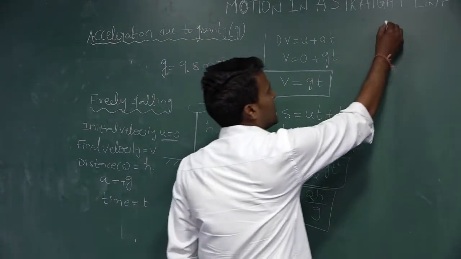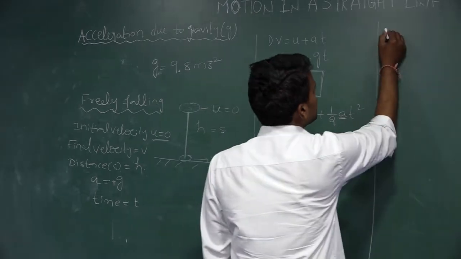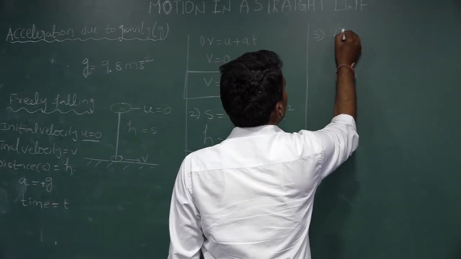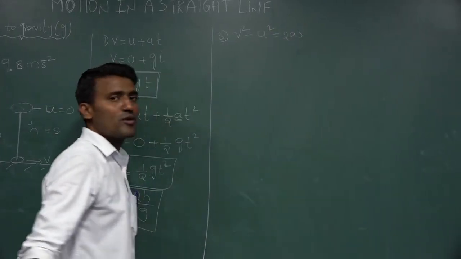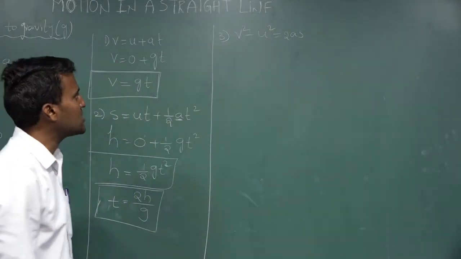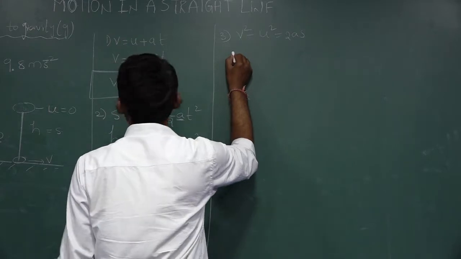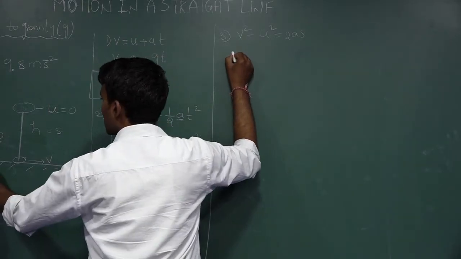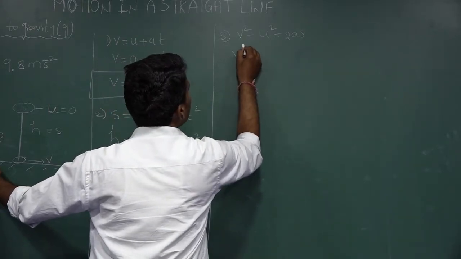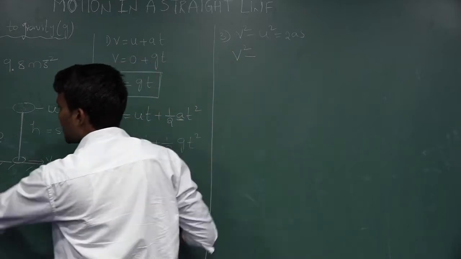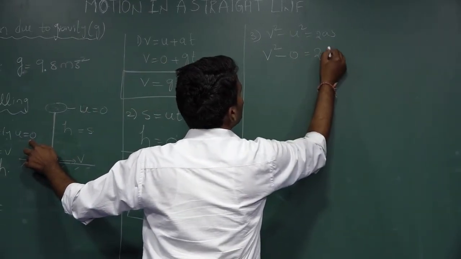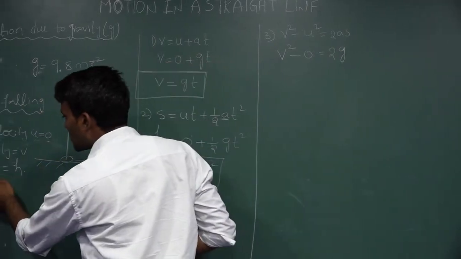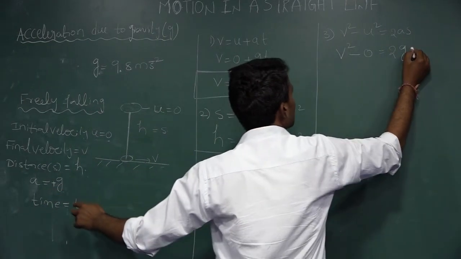Third equation. What about the third equation of motion? v square minus u square is equal to 2as. Here final velocity is v, initial velocity u is equal to 0, and a is equal to g, acceleration we already took as g, s is equal to h.